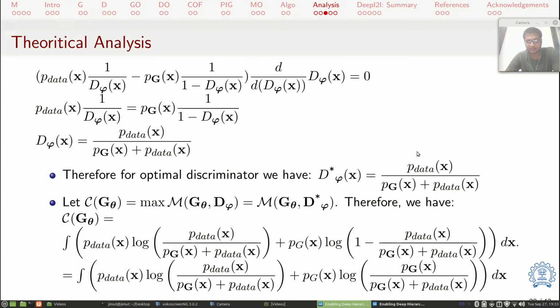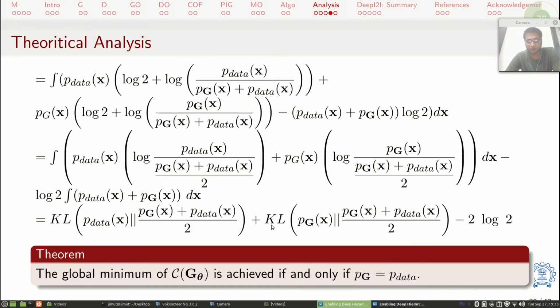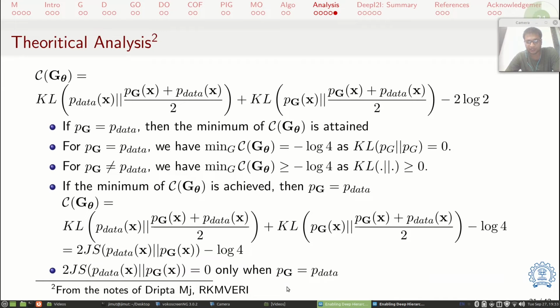and theoretical analysis. So what we have found is that the global minima, so here we are computing the global minima of C of g theta, is achieved if and only if p of g equals p of data. So here what we are saying is, when p of generator equals p of data, the training will tend to flatten.